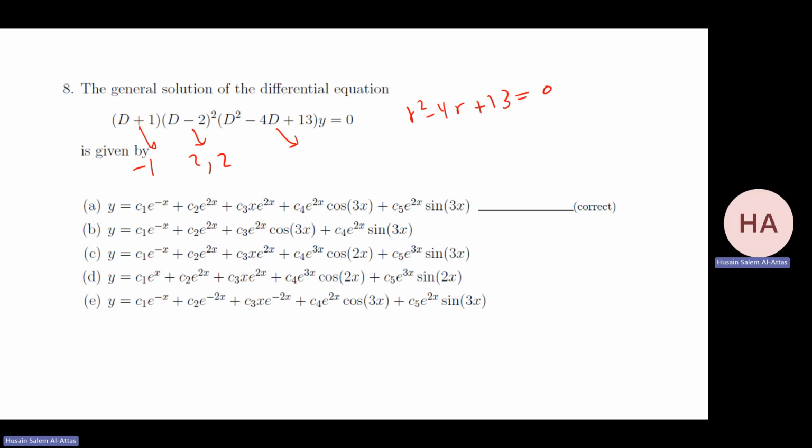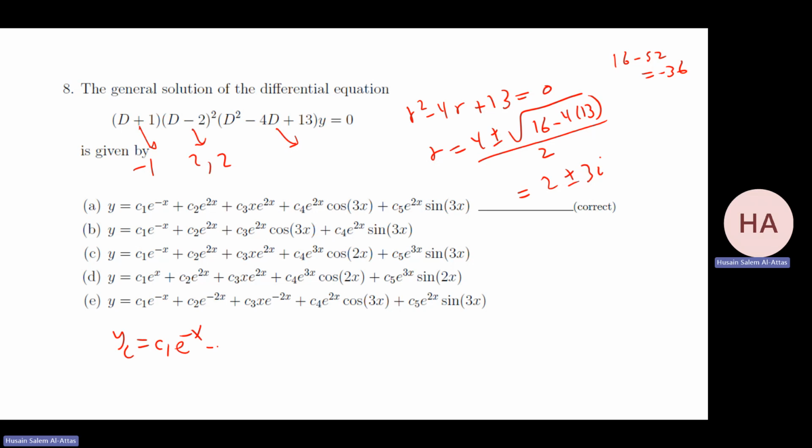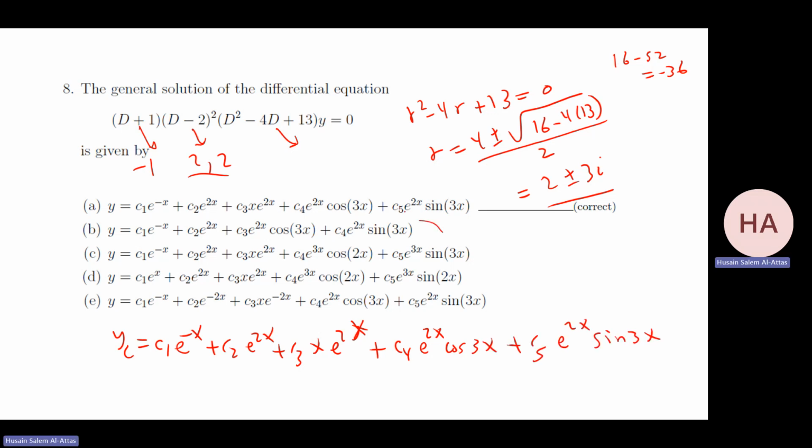I use the formula r equals 4 plus or minus the square root of b squared, 16 minus 4 times 13, over 2. This is what? 16 minus 52, which is minus 36. So the square root is 6i, and it will be 2 plus or minus 3i. So yc: C1 is minus x e to x, x e to x. For this one, C4 e to 2x cosine 3x plus C5 e to 2x sine 3x. Correct.